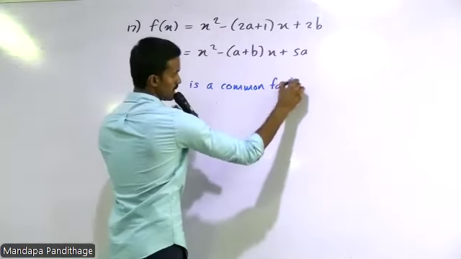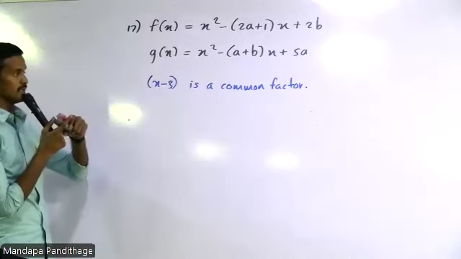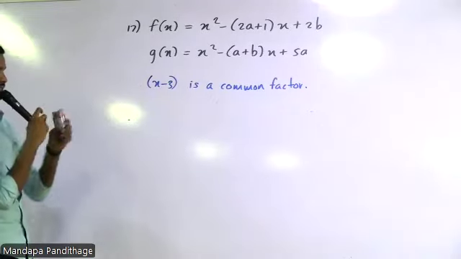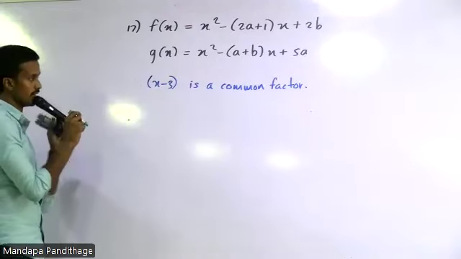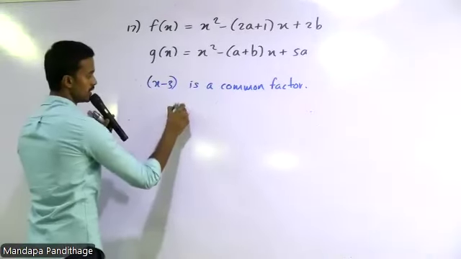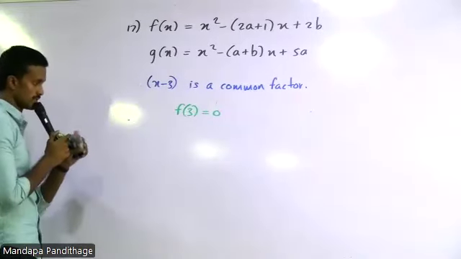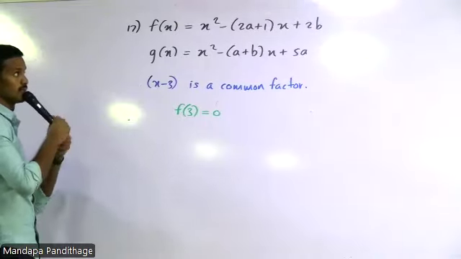So when x minus 3 is a common factor, that means x minus 3 separately is a factor of f(x) and g(x). Then, since it's a factor of f(x), I can consider f(3) is equal to 0. Clear? Okay, now simplify what is f(3).